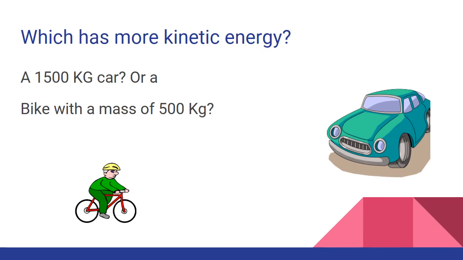So let's look at an example. First, we're just going to think about mass. Let's ignore the velocity for now, but if we have two objects, we'll say a 1,500 kilogram car and a bike with a mass of 500 kilograms, which do you think has more kinetic energy? Think about that formula we just described. Give it a thought, and then I'll let you know in a second. The correct answer is the 1,500 kilogram car. Since this object has more mass, it will have more kinetic energy.